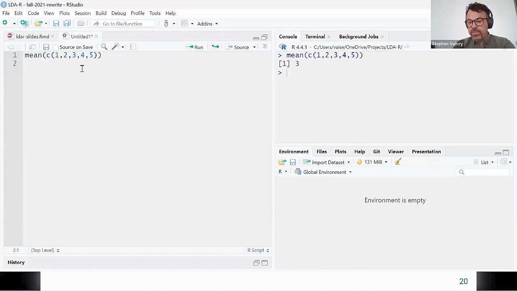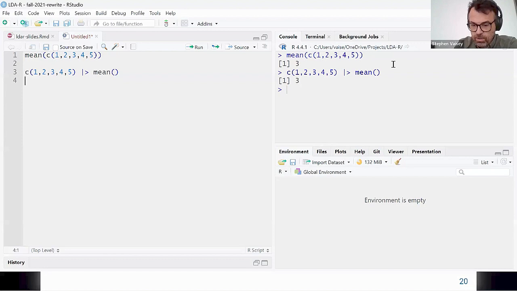All right, so that's just normal, but I could do this too. I could do it like that, and that would also give me 3. So the pipe just says, hey, take this thing and send it to the next function.